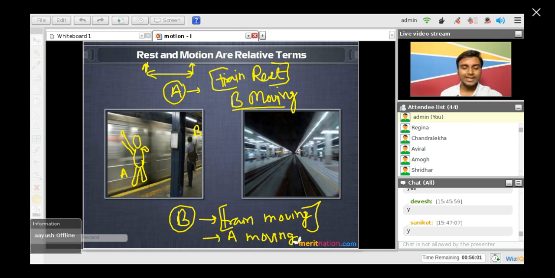Why so? Because it depends on the point from where you are observing the object. The object to be observed is the train here. If you are observing the train from inside the train, it will appear to be at rest. But if you observe the train from outside the train, you will see that it is moving. So both of them are relative terms. Sometimes the object will be at rest or in motion, depending on the point of observation. That is why we say that rest and motion are relative terms. They are related to each other. Let's then move ahead.